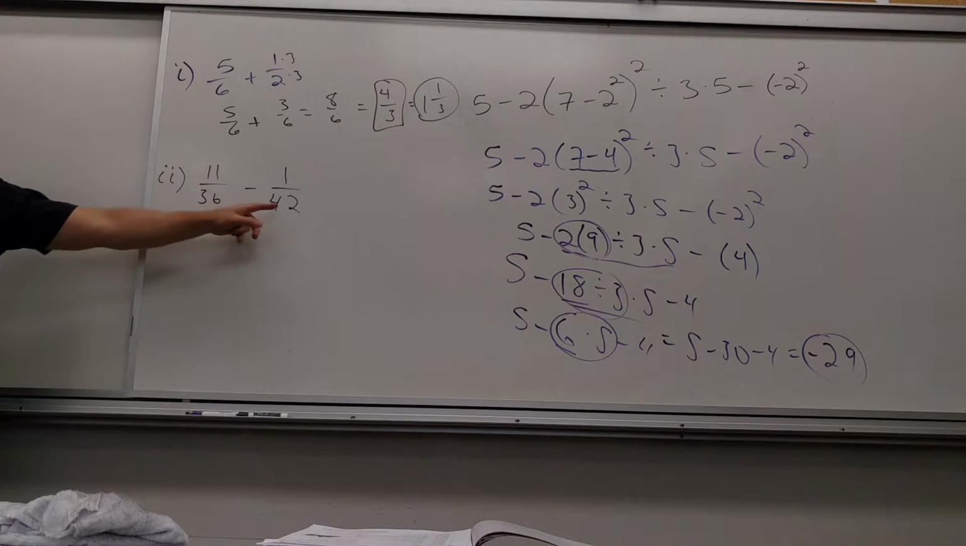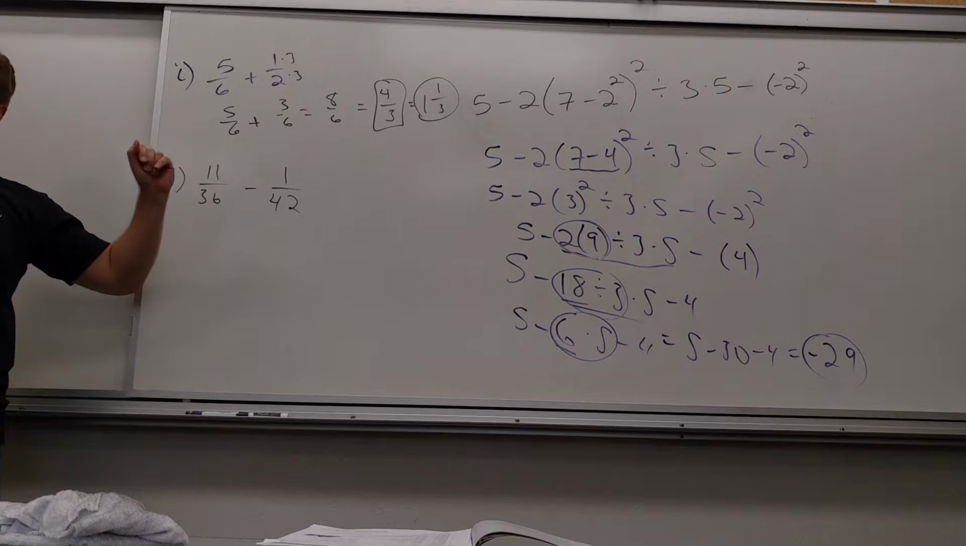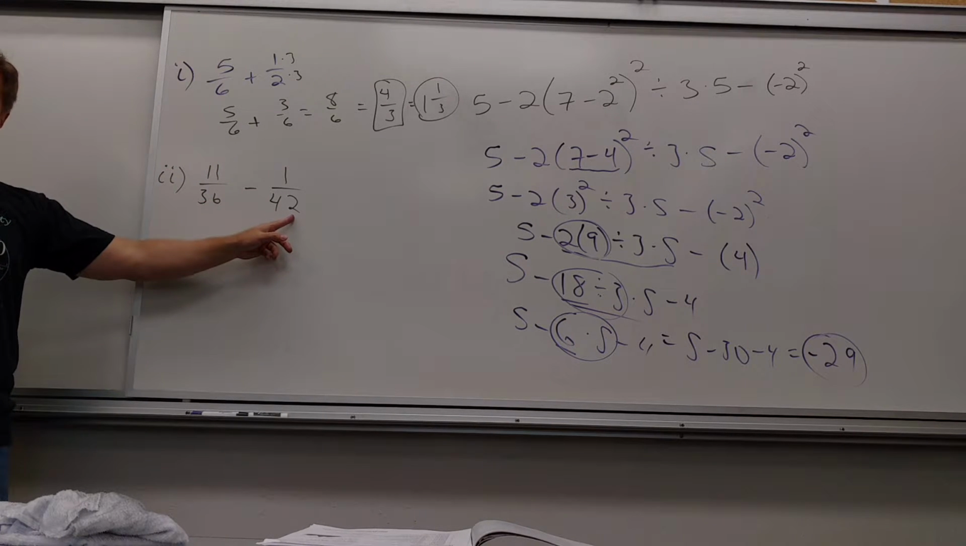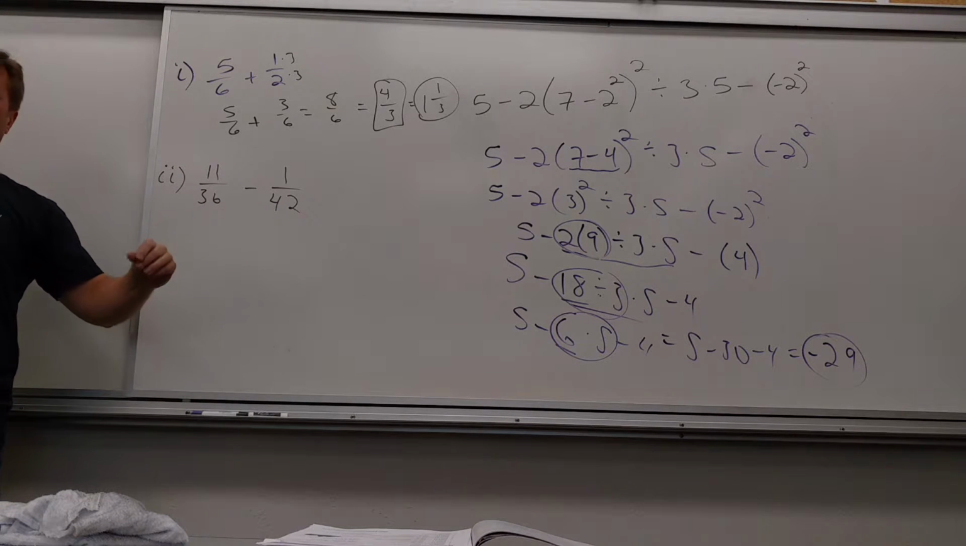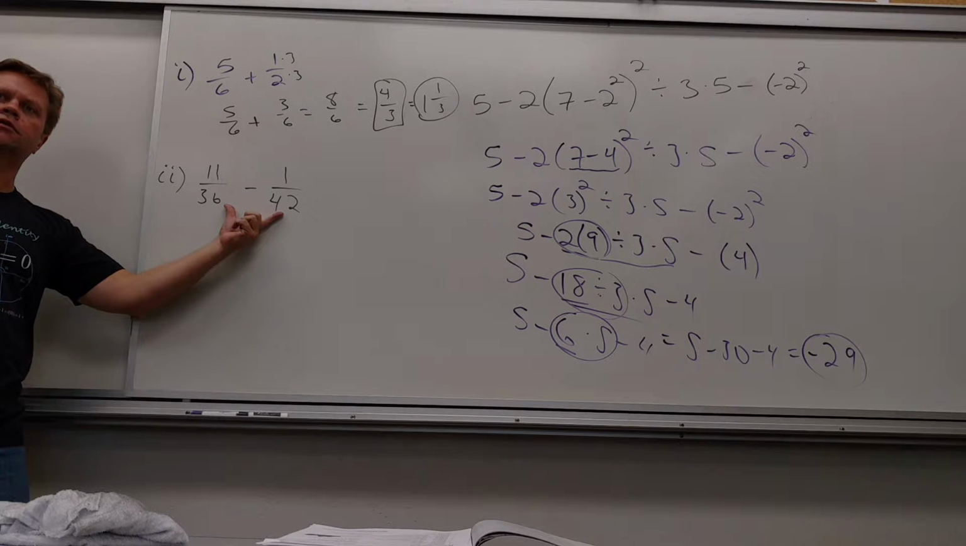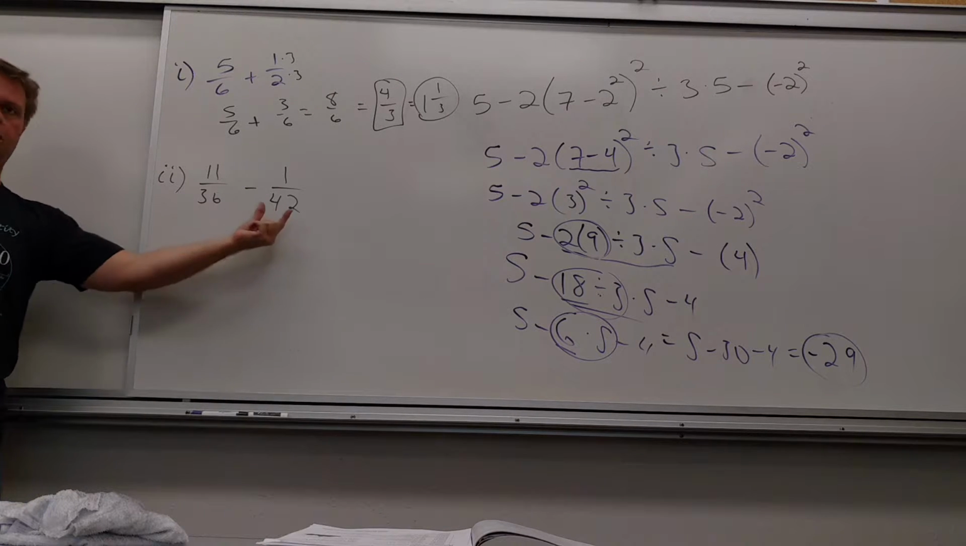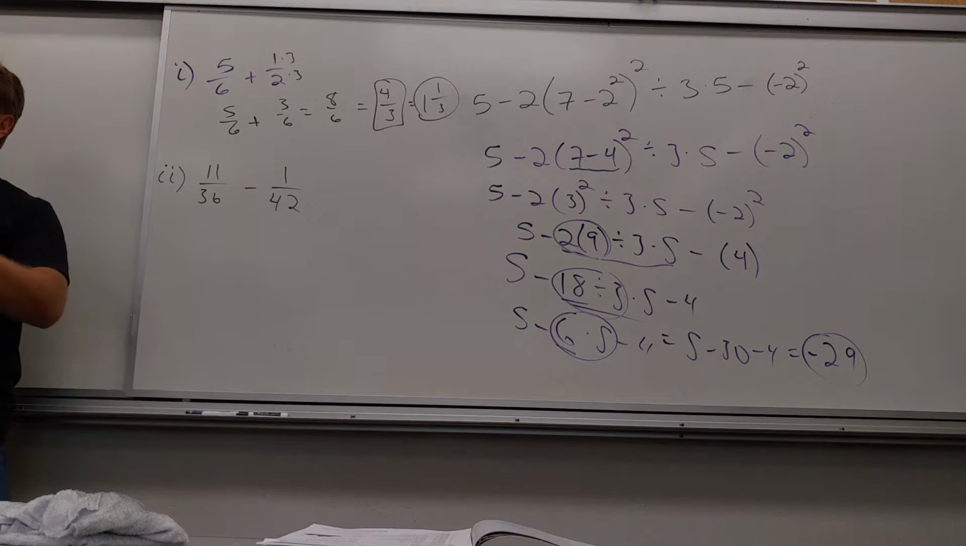What's the biggest number these have in common? How far apart are these? The bottoms, how far apart are these? They have 3 in common? How far apart are these numbers? 6. Good. So 6 might go into both. Does 6 go into both? Yeah. Good. 6 is the biggest thing that goes into both.